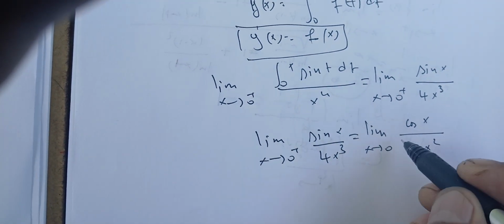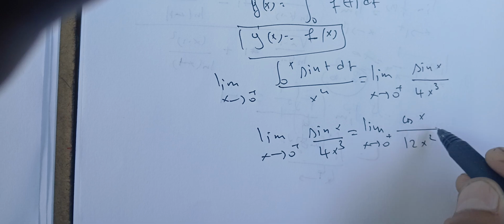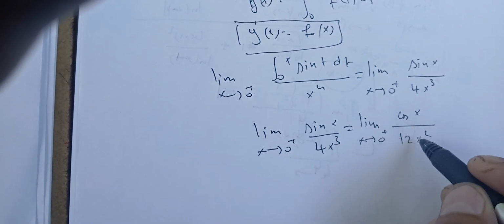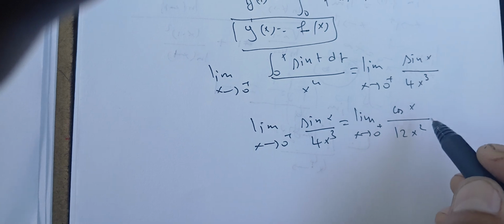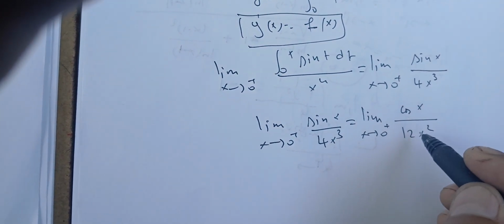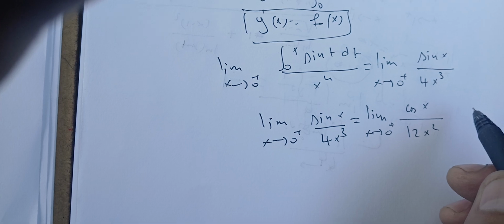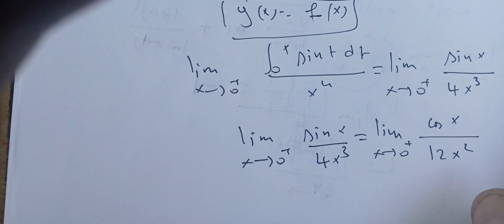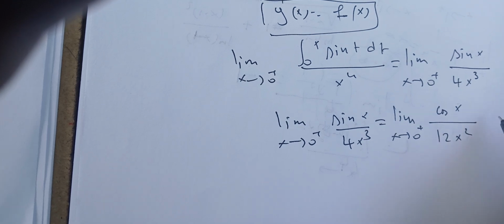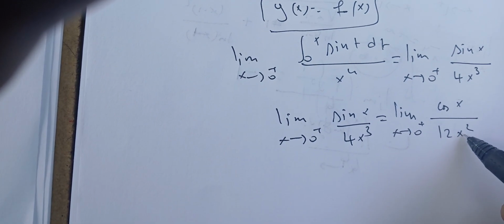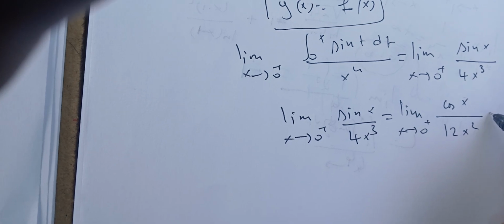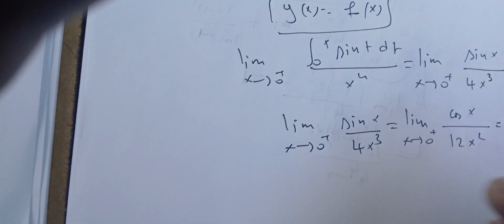Now we evaluate again. So we're going to have 1 over 0, and 0 from the right. What does it mean here? Cosine of 0 is 1, and it's over 0 from the right. That means this is infinity.